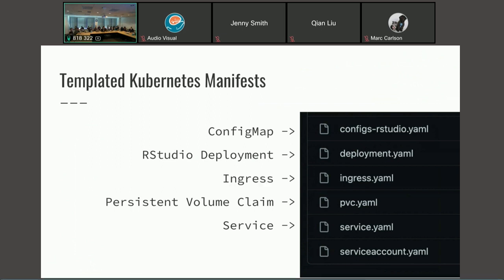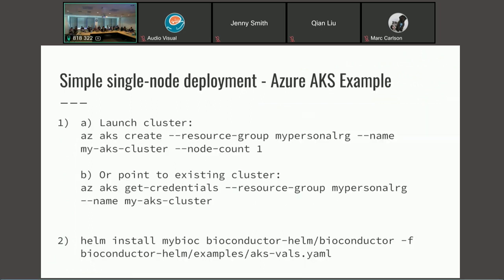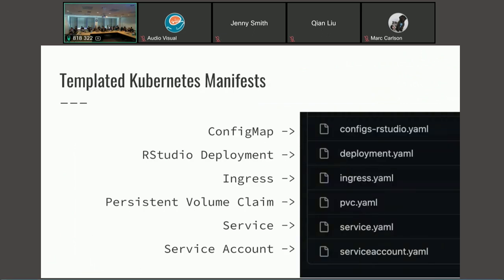There's the ingress, which exposes the service. This can be an Nginx, an Apache, whatever ingress controller you want to use. This exposes the service usually to the outside world. And then finally, the service account, which deals with authentication and identity management within Kubernetes. So this is all the resources, the Kubernetes manifests, that are part of the chart. So when you do helm install bioconductor helm, these are the resources that are actually being deployed within your Kubernetes cluster.